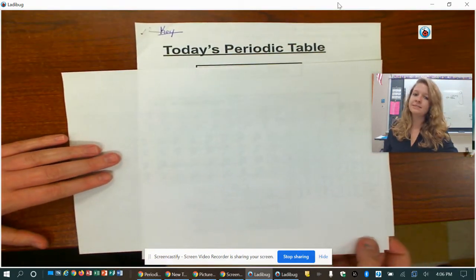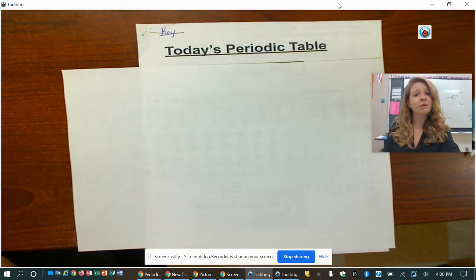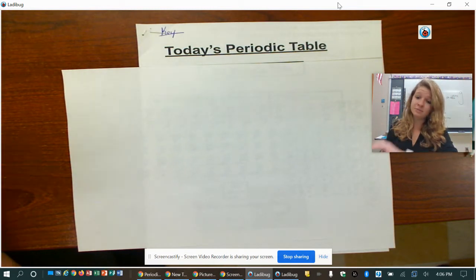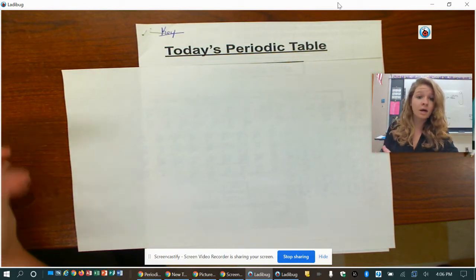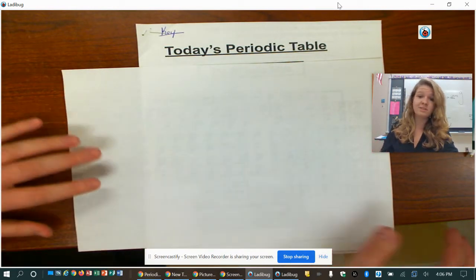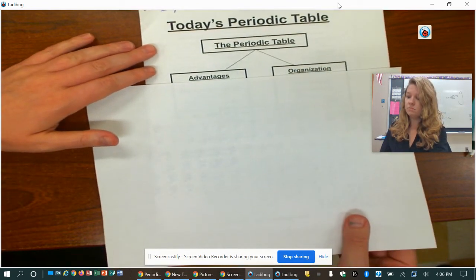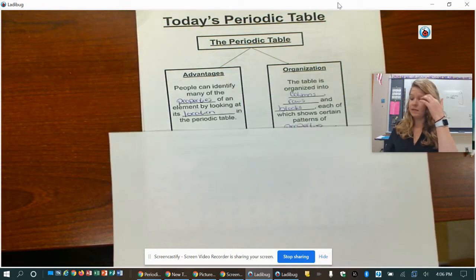So we are calling it today's periodic table because looking back to your EdPuzzle and also looking back to your reading from yesterday, the periodic table has changed several times throughout history, depending on new hypotheses and new evidence that has come up. But today we're using the most current one. So the first two things we want to learn about it are the advantages and how it is organized.